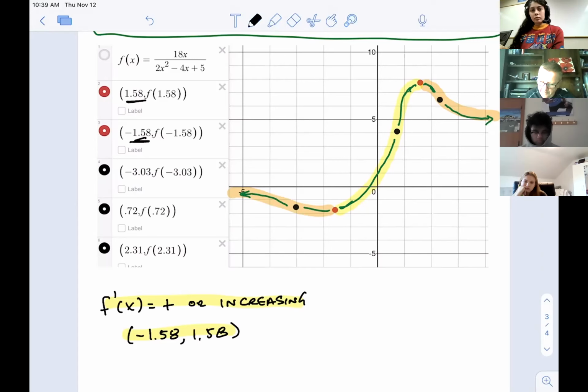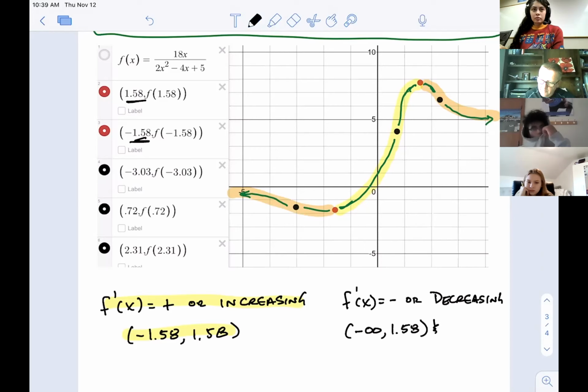So f prime of x being negative is the same as decreasing, which really just means a negative slope. And how would I say that? Well, it's from negative infinity all the way up to negative 1.58. And then from positive 1.58 all the way up to positive infinity. That's the interval of x values. I just want you to be able to speak the language of math. It's just kind of cool to note.